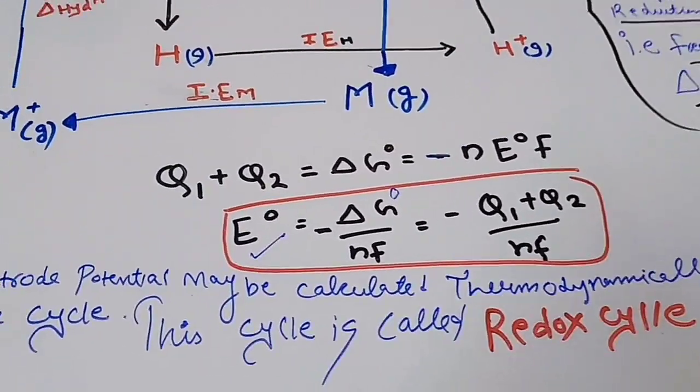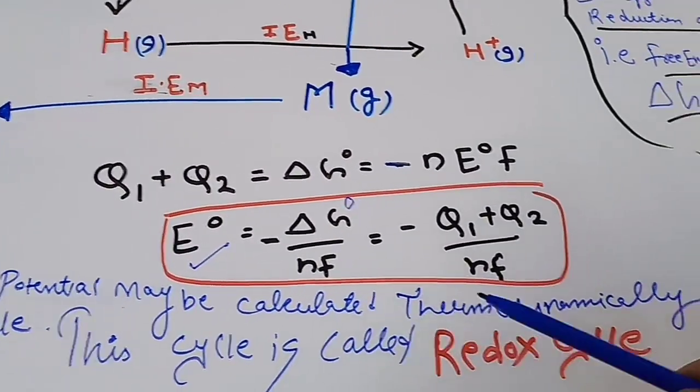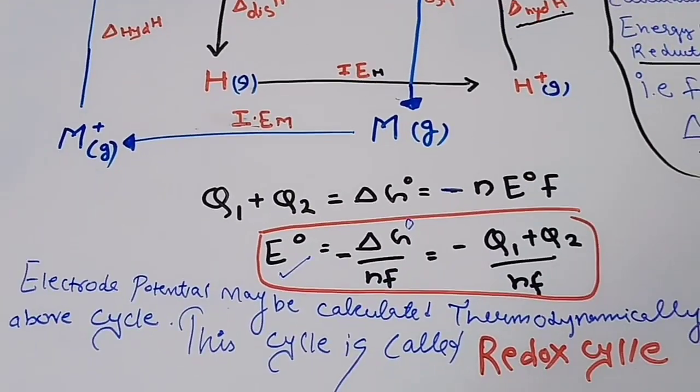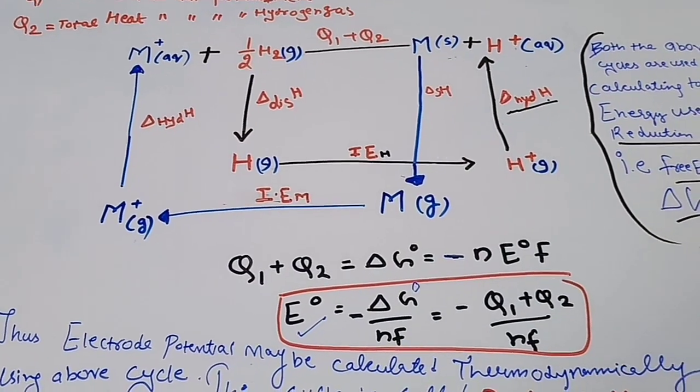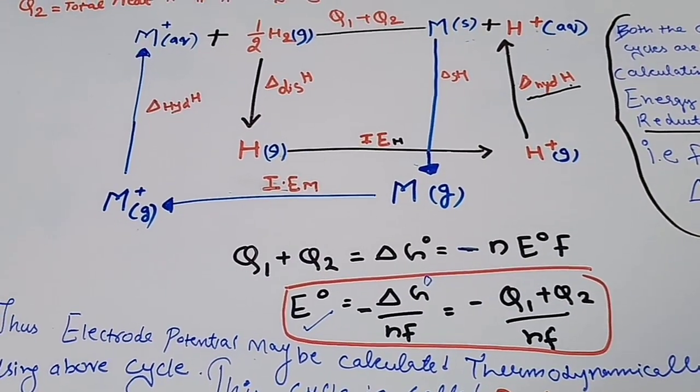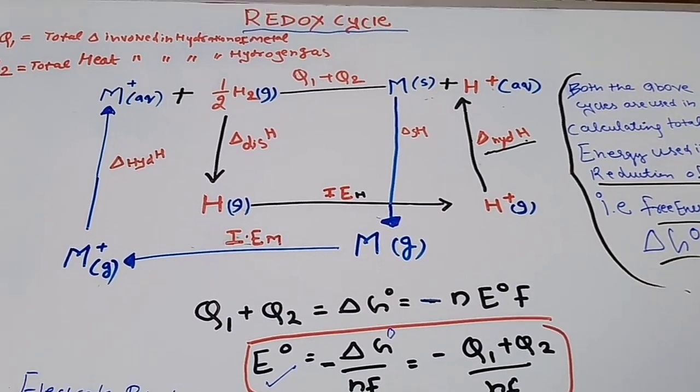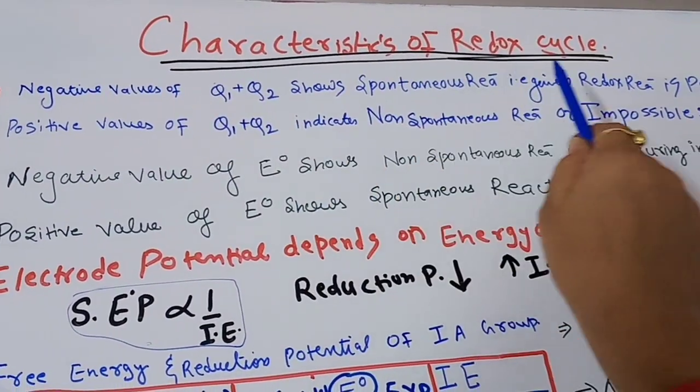So we can conclude that electrode potentials may be calculated thermodynamically by using the above cycle, and this cycle is known as the redox cycle. Now we will see the characteristics of the redox cycle.